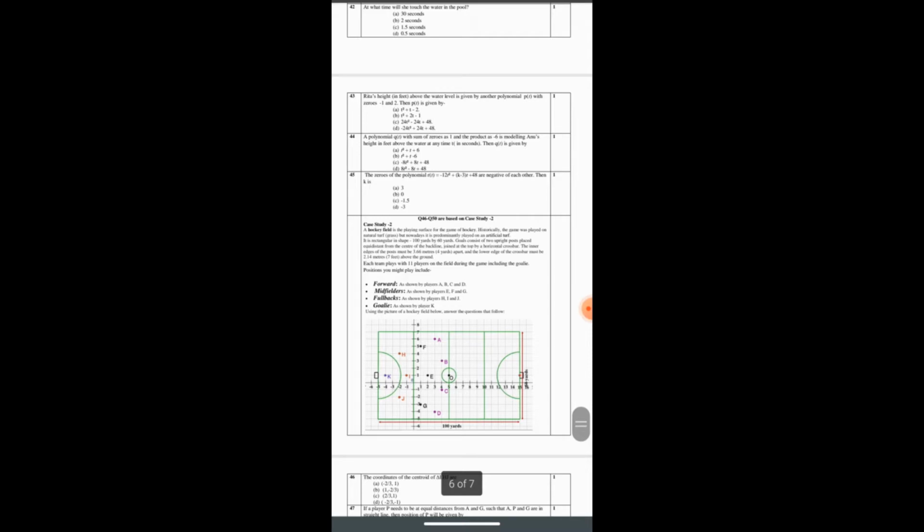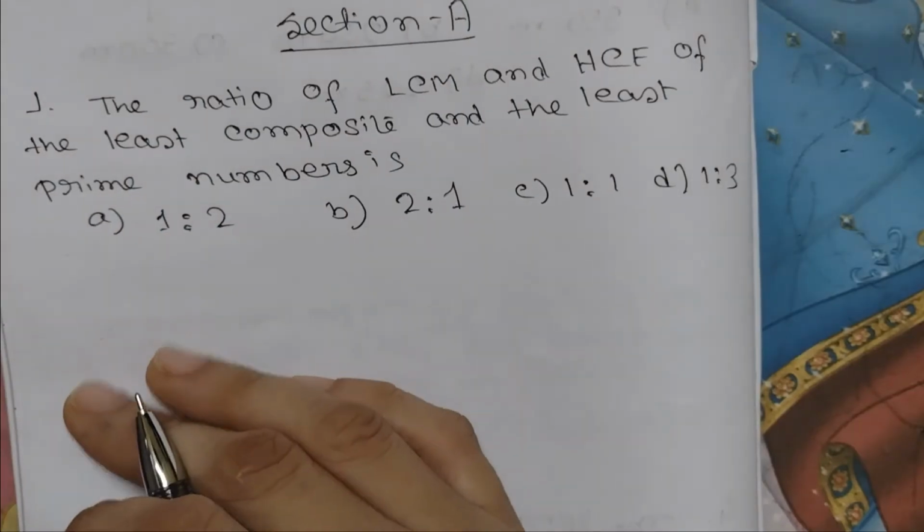So there is one option extra. From case study 1 any 4 and from case study 2 any 4. It is not that you have to attempt any 8 of these 10 questions. No, you have to attempt any 4 from the first case study based questions and any 4 from the second case study based questions. So now the questions of section A. Let's start. Come to the first question.